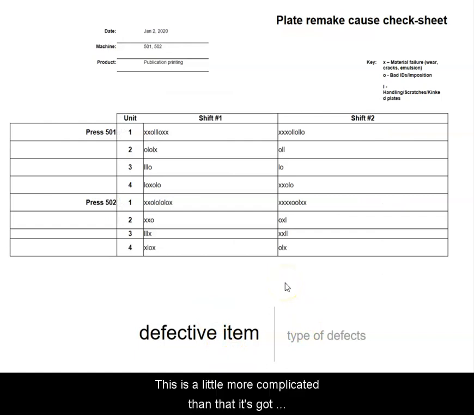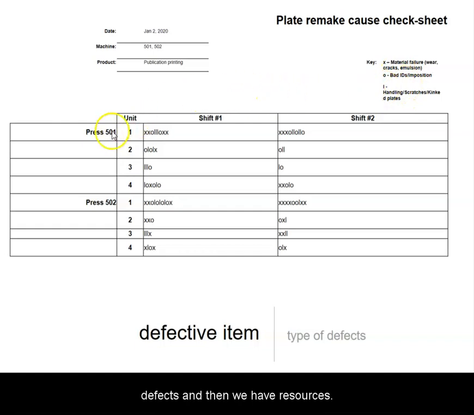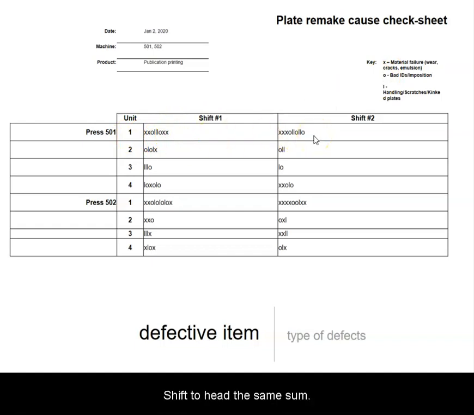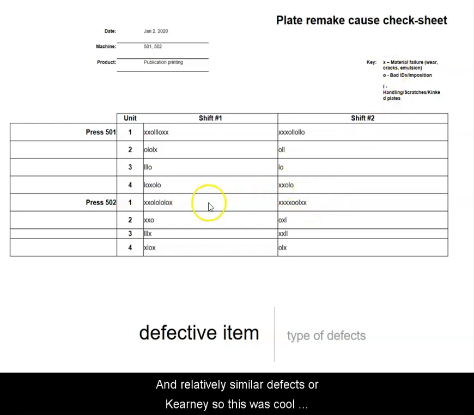This is a little more complicated in that it's got a key. The key here, X, O, and then L, indicate 2 types of defects. And then we have resources, so we've got 2 presses, and these are all the units of the presses, so it's a 4-color press. Shift 1 experienced all these defects on that particular unit. Shift 2 had somewhat the same experience. So we can see here we're having issues with unit 1 on both presses, and relatively similar defects are occurring.